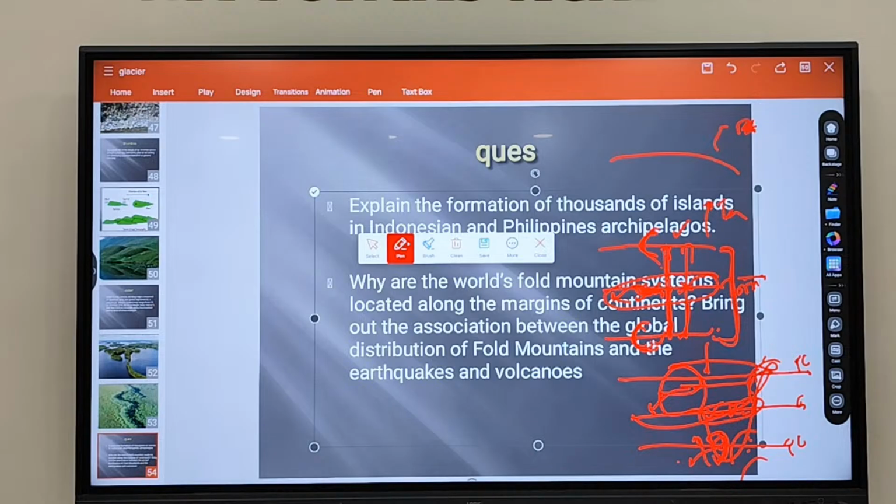What are the landforms created by wind? Then we'll move on to the plate tectonics part. Fine. Any doubt regarding this one?